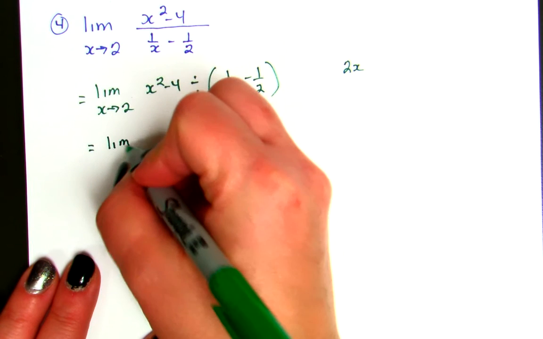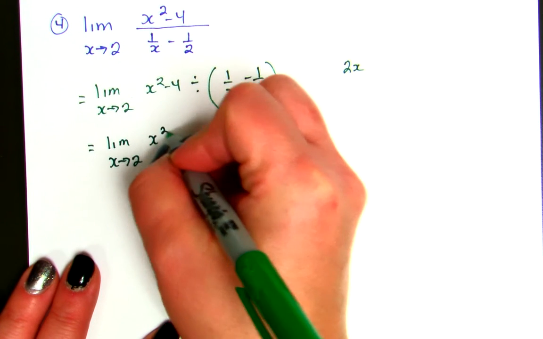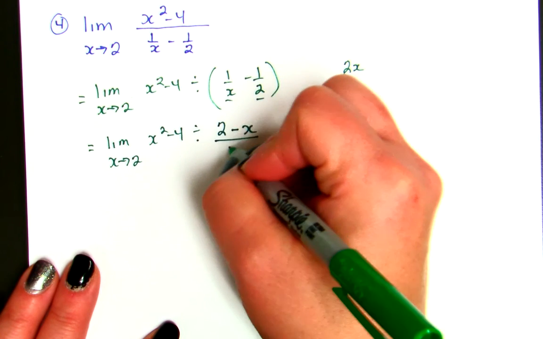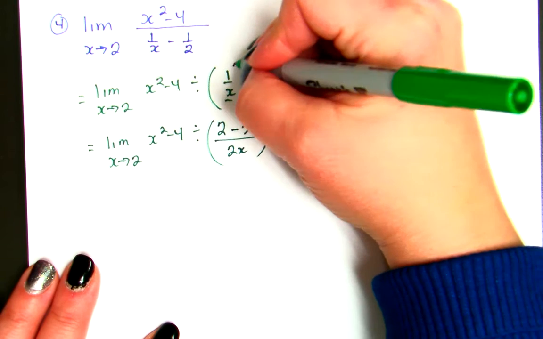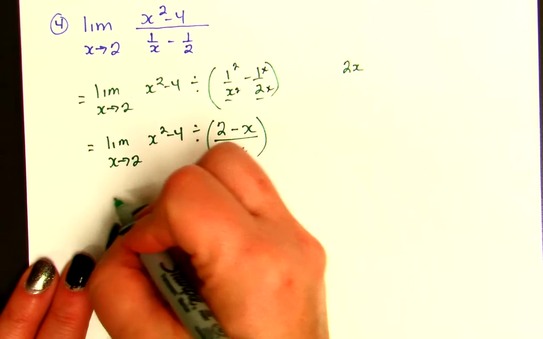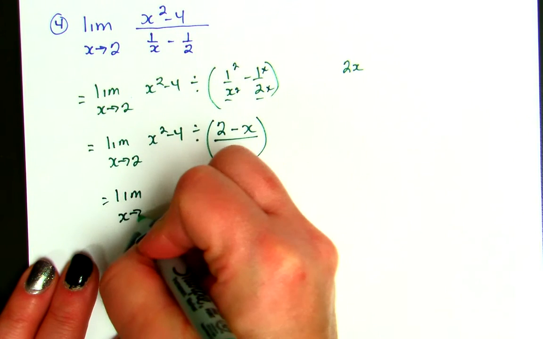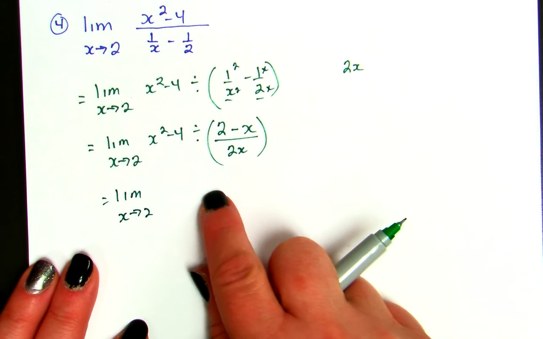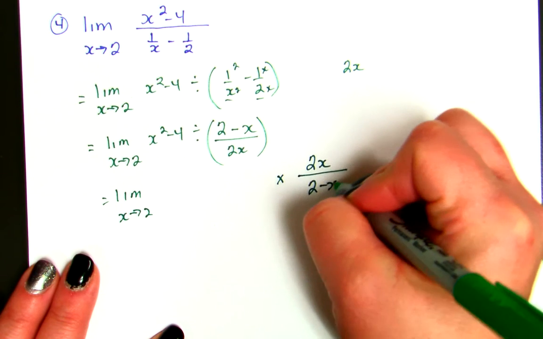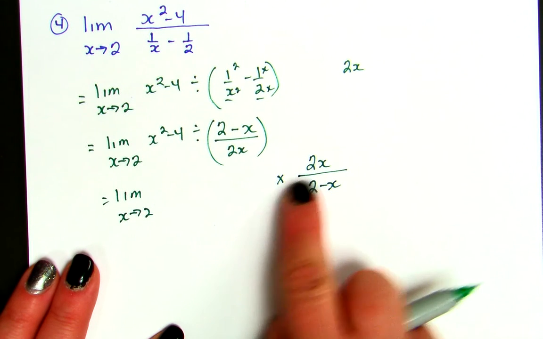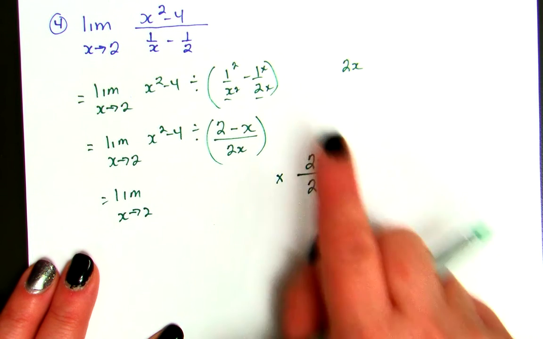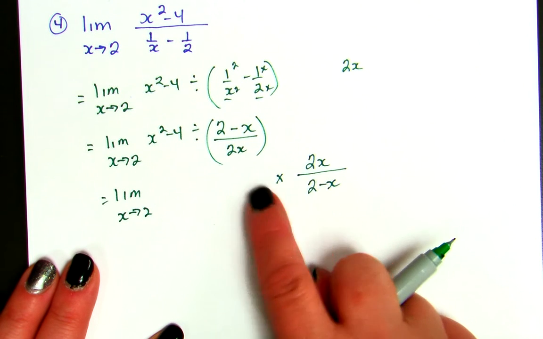So this gives me the limit as x approaches 2, x squared minus 4 divided by 2 minus x over 2x. This one I had to multiply by 2 and 2. This one I had to multiply by x and x. So now I'm going to flip and multiply. I'm also going to leave some space here because I'm going to talk about that in a second. But because I've created one fraction, now I can change the division into a multiplication and multiply by the reciprocal. I couldn't do that up here because I had two fractions. This now is one fraction, so I can flip it.